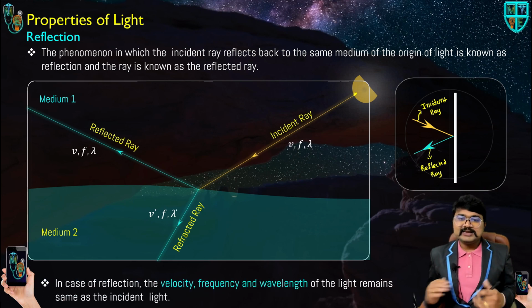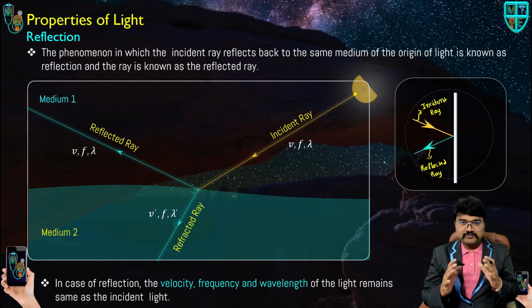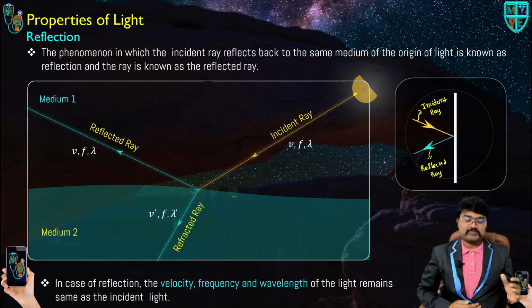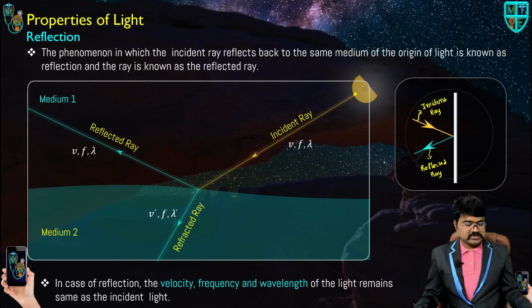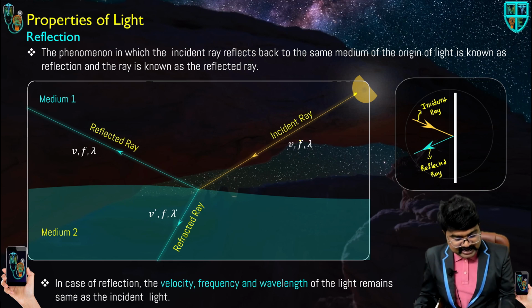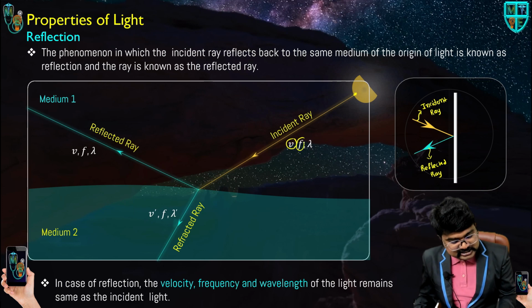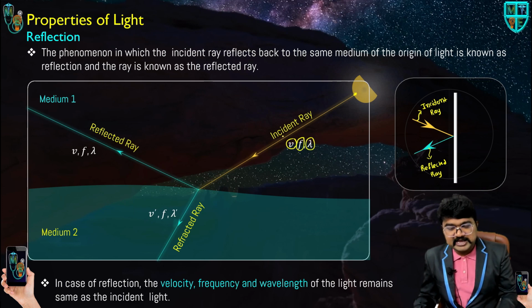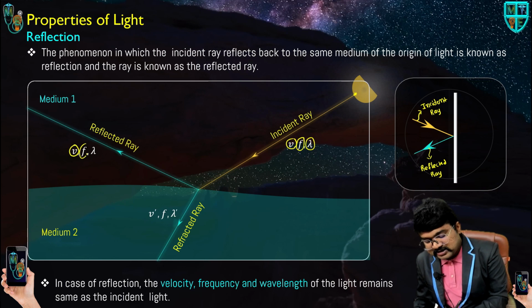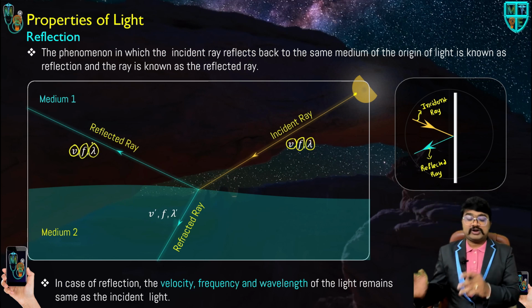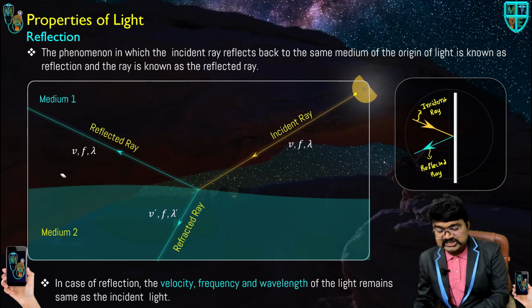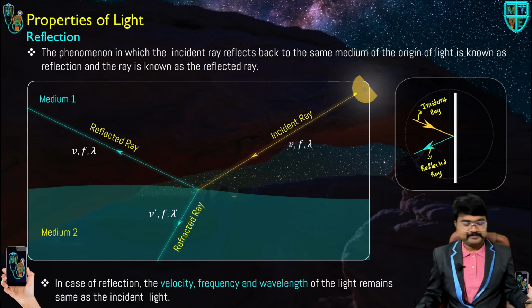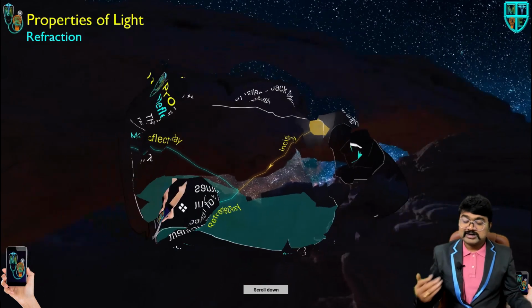We already discussed this part: in case of reflection, the velocity, frequency and wavelength of the light remain the same as the incident ray. Whatever the velocity, frequency and wavelength of the incident ray, the velocity, frequency and wavelength of the reflected ray are exactly the same. So these are not changing in case of reflection. Understood? Now we can talk about refraction.